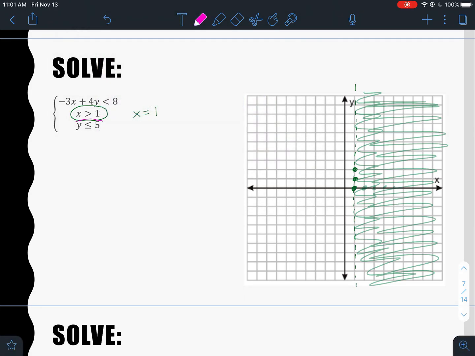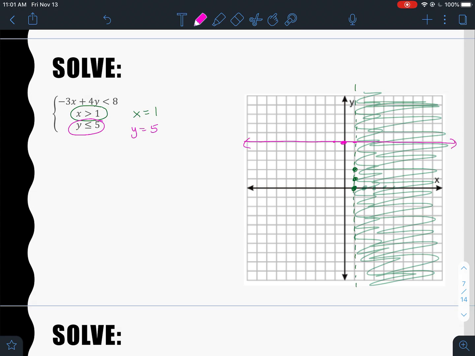Now let's look at y is less than or equal to 5. So first we want to graph the line. That's where y is equal to 5. So 1, 2, 3, 4, 5. It's the line where y is always equal to 5, and it's less than or equal to, so it's going to be a solid line this time.